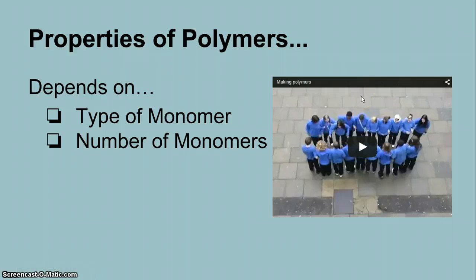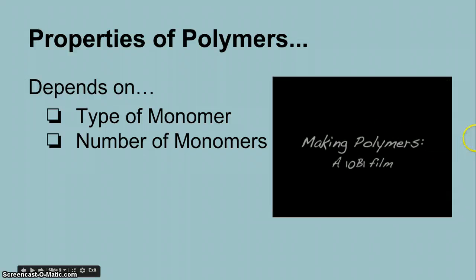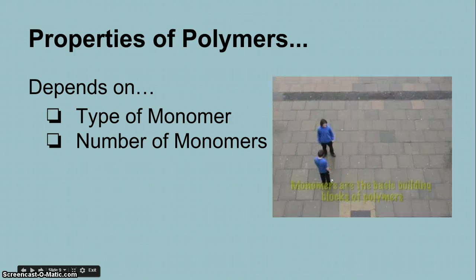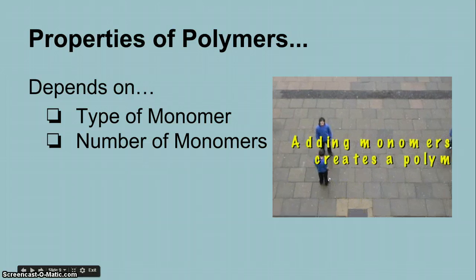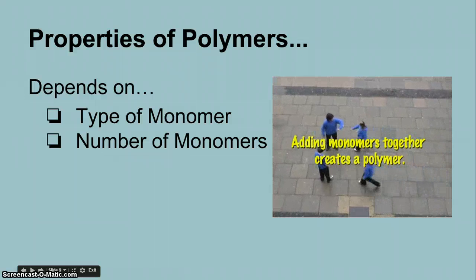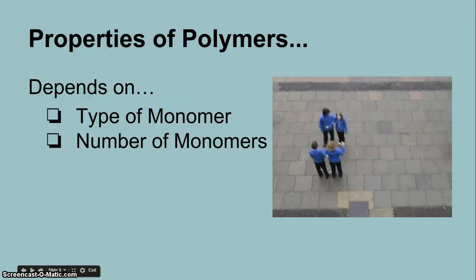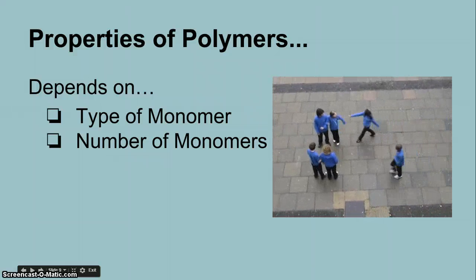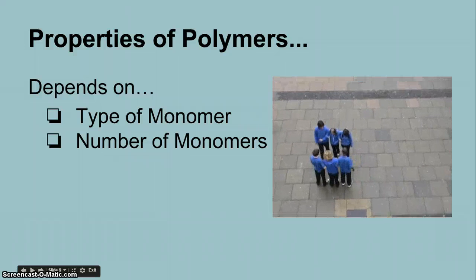Okay, properties of polymers. Just like in hydrocarbons, the property of the polymer depends on the type of monomer and the number of monomers. A monomer is the basic building block of the polymers. Adding monomers together creates a polymer. So each student here is a monomer. They're coming together to make a polymer.